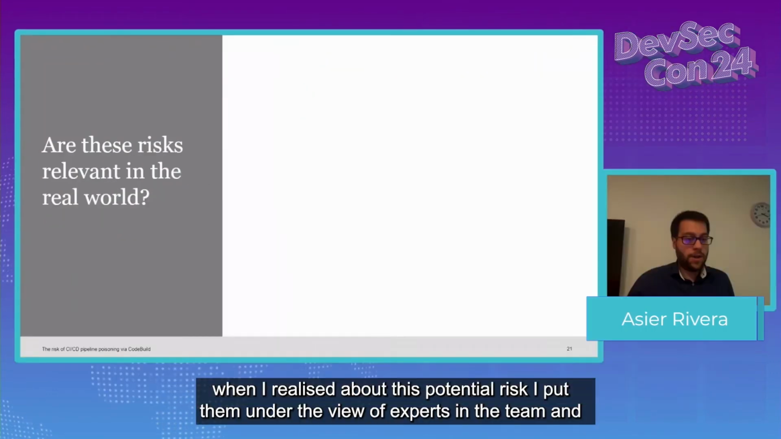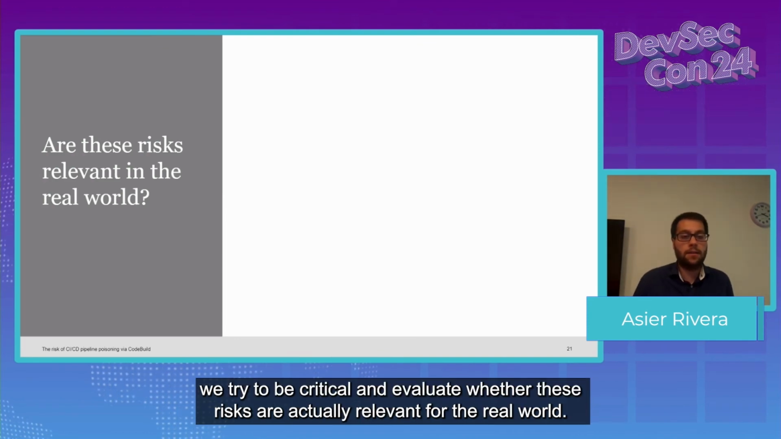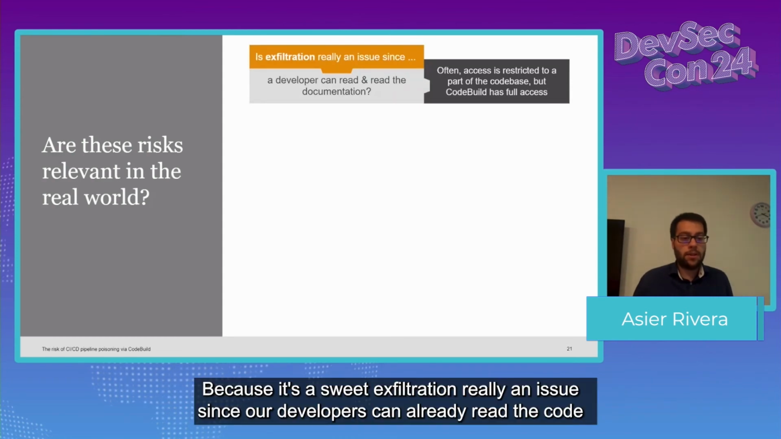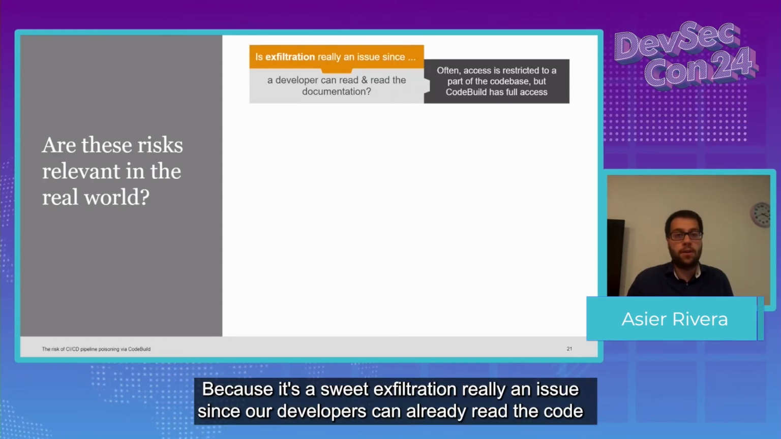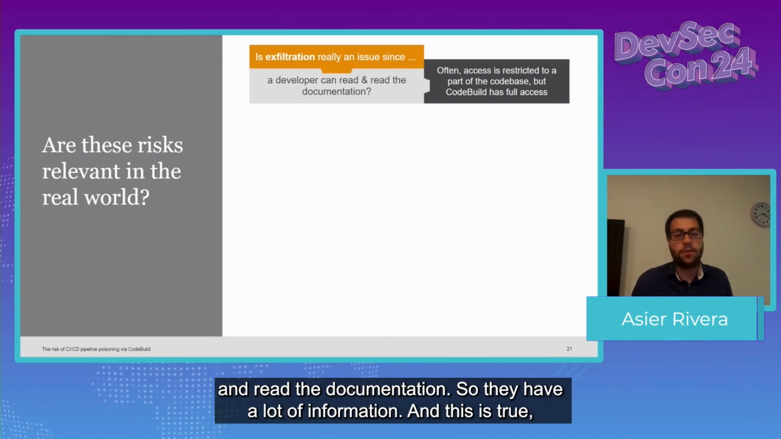Now, when I realized about these potential risks, I put them under the view of experts in the team, and we tried to be critical and evaluate whether these risks are actually relevant for the real code. Because is exfiltration really an issue, since our developers can already read the code and read the documentation, so they have a lot of information, and this is true.